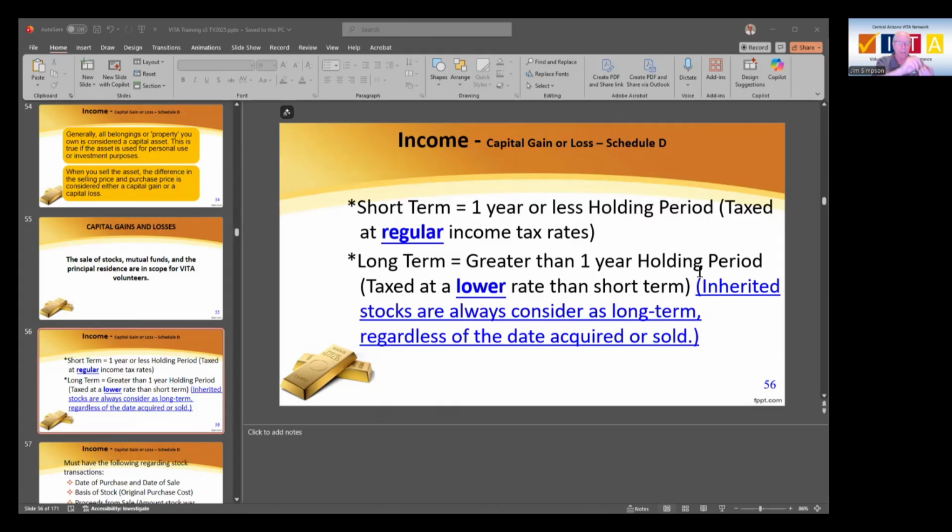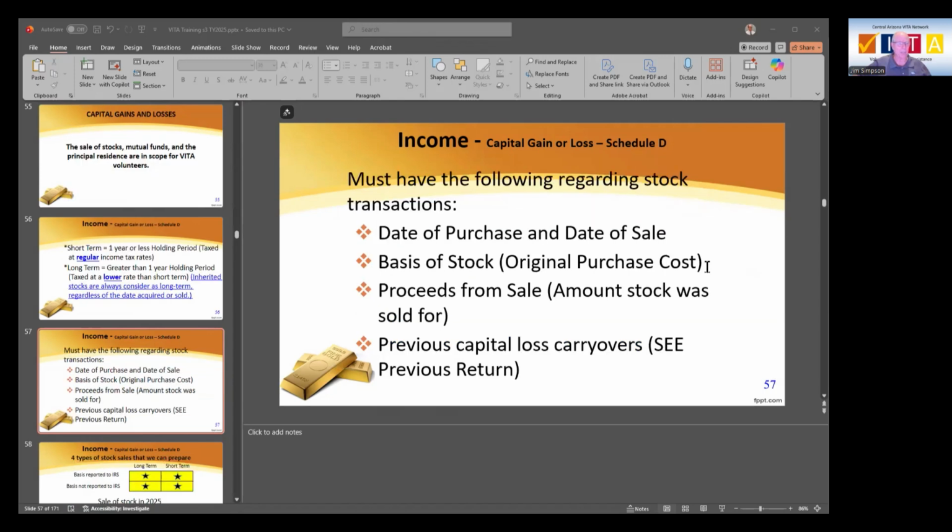So short term is where they hold the asset for 1 year or less. Long term is if they hold it for more than 1 year. Now, the reason that makes a difference is because any gain or loss for short-term assets are taxed at ordinary tax rates, and long-term gains or losses are taxed at capital gains rates, which are lower than ordinary tax rates. That's why this is an important aspect of it.